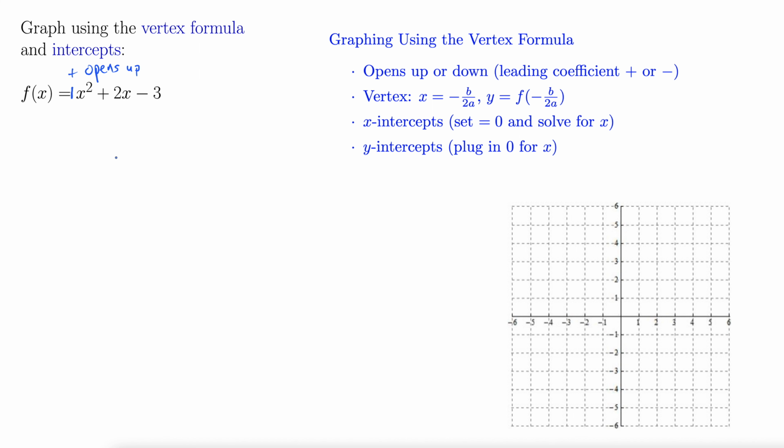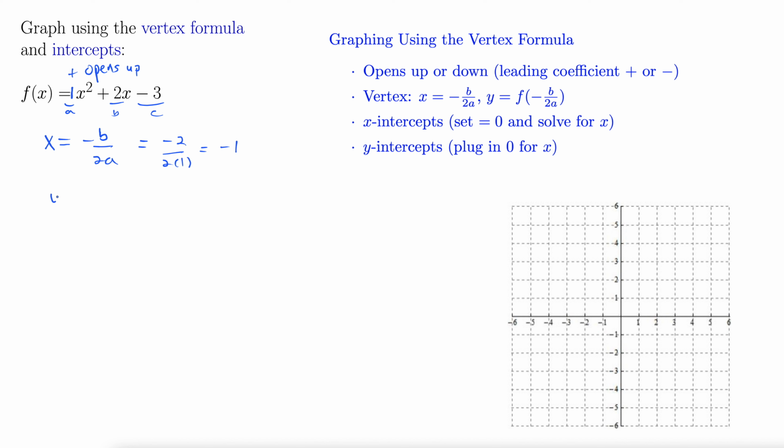Next, let's do the vertex. The vertex formula gives us the x value with negative b over 2a. Well, this is a, this is b, this is c, but we don't need c. So negative b over 2 times 1, well, that's negative 1.